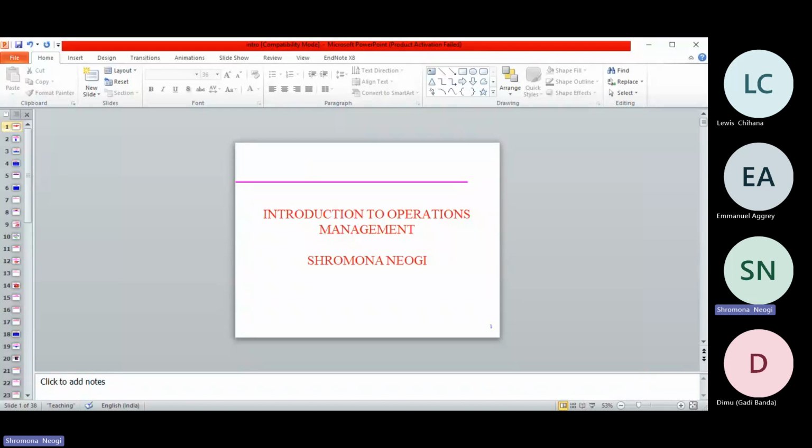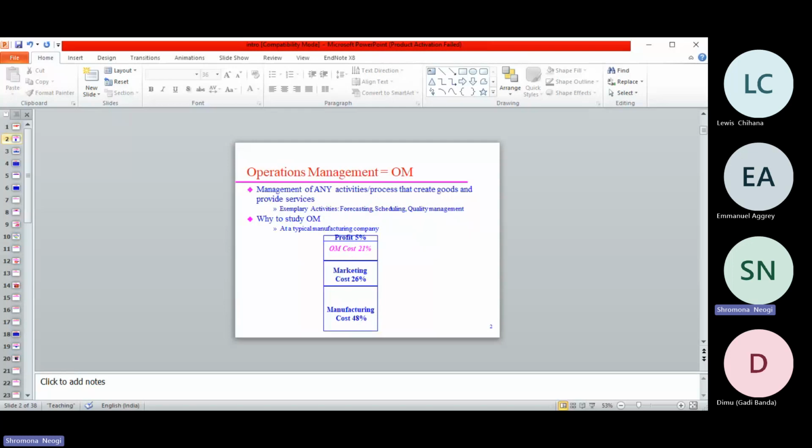It includes managing resources such as raw materials, equipment, and human resources. It aims to ensure that the organization's entire production system runs smoothly and efficiently. Thus, we can say that it is very core to the functioning of an organization. Now, as I say that this is core to any organization, let's see a typical numerical breakdown of a typical manufacturing company. It will help you understand it far better. Management of any activity or process that creates goods and provides services is what operations management is.